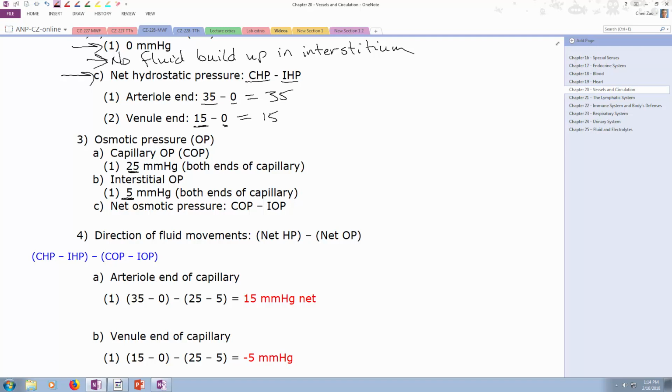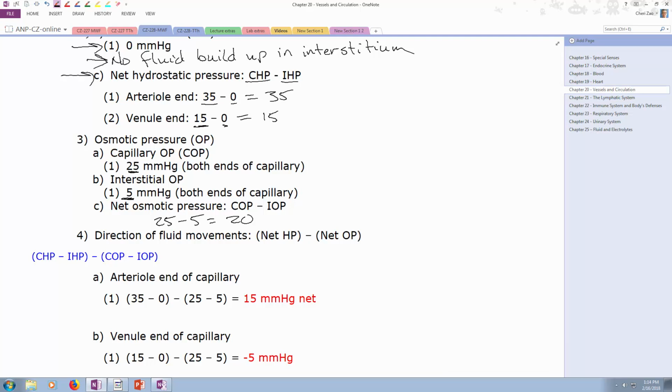So we need to now realize, we talked about the hydrostatic pressure pushing fluid into the interstitium. Now let's talk about the osmotic pressure pulling fluid back into our capillary. And that's where net osmotic pressure comes from. Capillary osmotic pressure minus interstitial osmotic pressure. So that would be 25 minus 5 equals 20. So our net osmotic pressure is 20.